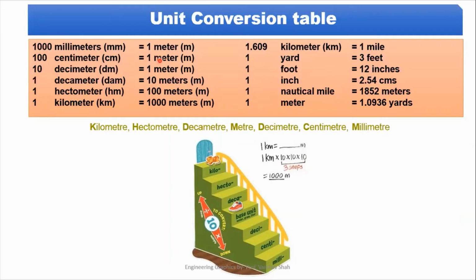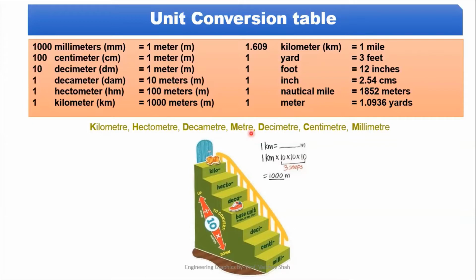1000 millimeters is equal to 1 meter. 100 centimeters is equal to 1 meter. 10 decimeters is equal to 1 meter. 1 decameter is equal to 10 meters. 1 hectometer is equal to 100 meters. 1 kilometer is equal to 1000 meters. 1.609 kilometers is equal to 1 mile. 1 yard is equal to 3 feet. 1 foot is equal to 12 inches. 1 inch is equal to 2.54 centimeters. 1 nautical mile is equal to 1852 meters. 1 meter is equal to 1.0936 yards. It seems too difficult to memorize this table, right?